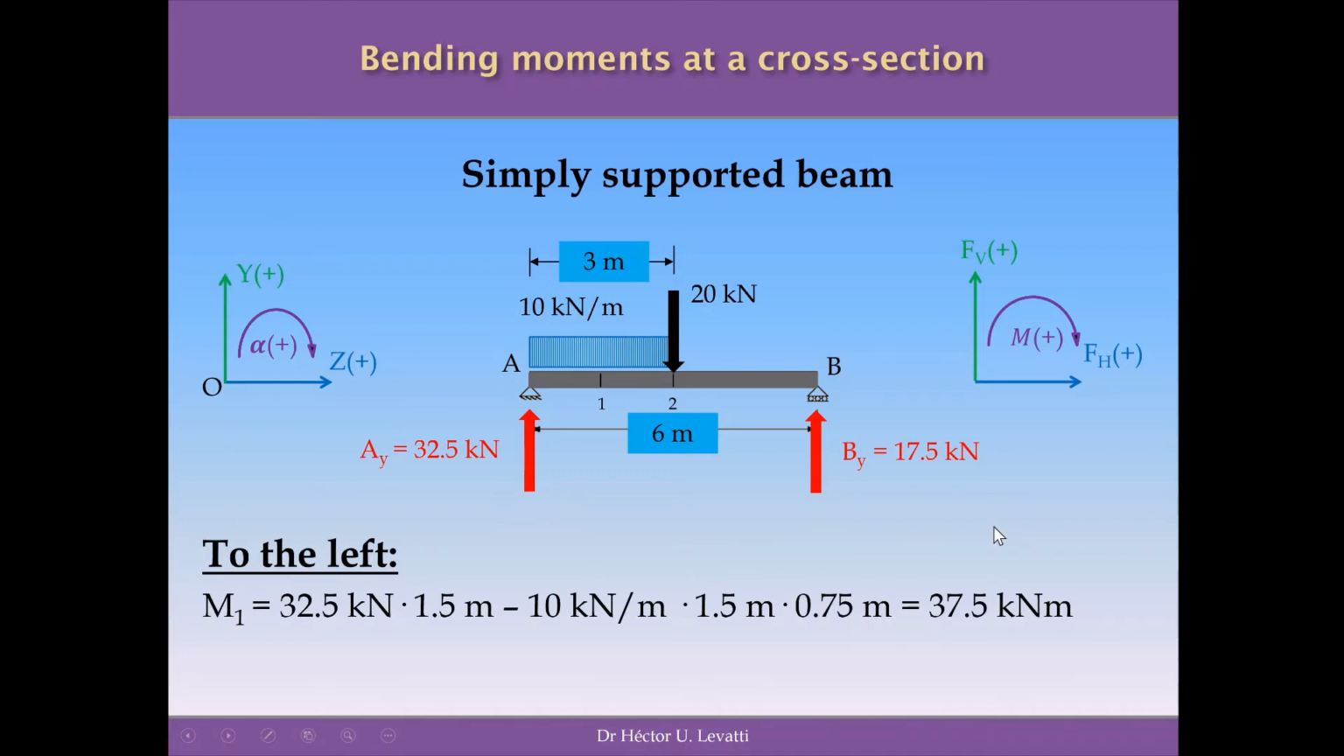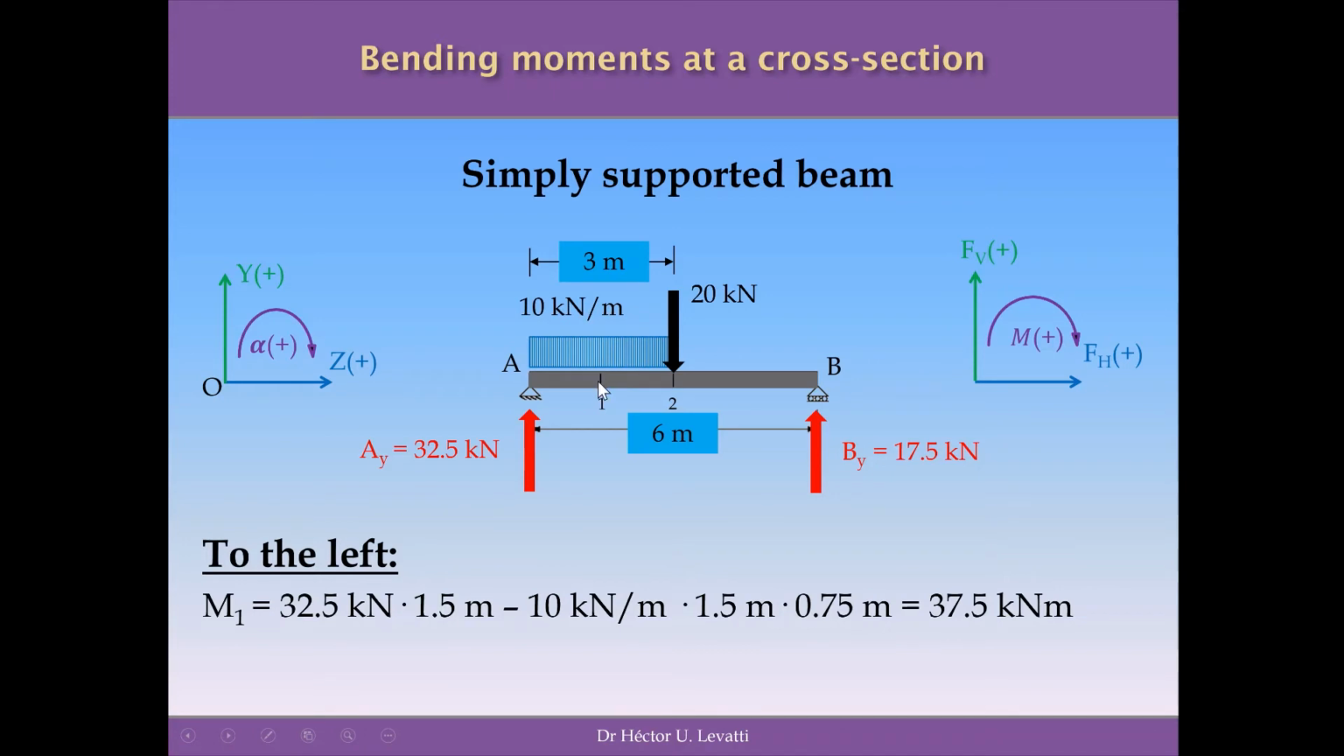Let's check now the moments to the left at the cross section 1. So we are here now, we are at section 1. We need to see the left side of the structure, which is all the structure in this circle I'm showing you on this screen. The first force we have is the reaction, 32.5 kilonewtons, and the perpendicular distance to the point 1, our point of reference now, is 1.5 meters. The moment produced by this reaction around 1 is positive because it's clockwise. So 32.5 kilonewtons times 1.5 meters.